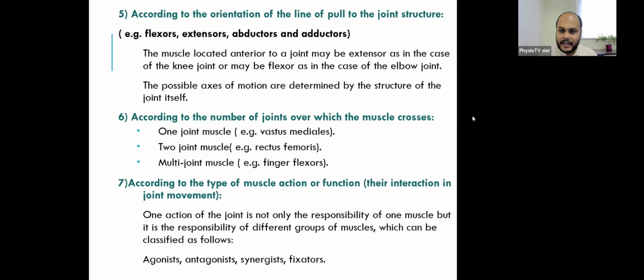That is, if they are placed anteriorly on the forearm, they become the flexors. But if they are placed anteriorly on the lower limb, they become the extensors. We spoke about the number of joints that the muscle crosses. We spoke about the type of the muscle action the muscle has. That is, it can be either an agonist or an antagonist, synergist or a fixator.